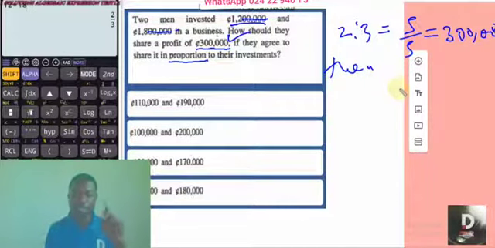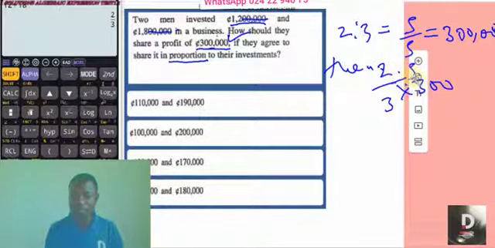Then what will be the first person's share? He said 2 men. He didn't give names, so he said first man. Do you understand? You can say first man, second man, if it doesn't give a name. Alright, so 2/3 times 300,000. Why? If this equals that, then 2/3 equals what? More or less divide. So 2/3 divided by 5/5 times 300,000 gives you the answer.